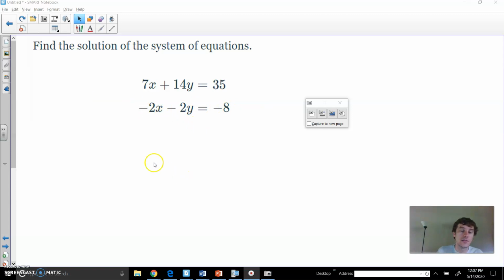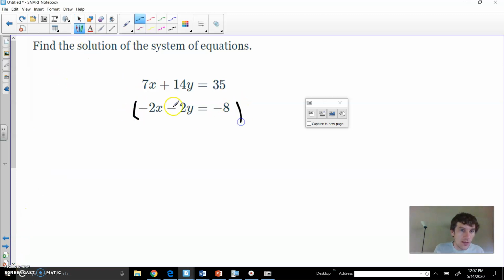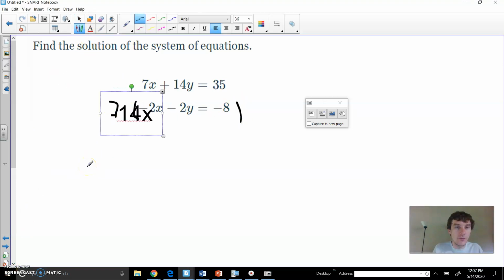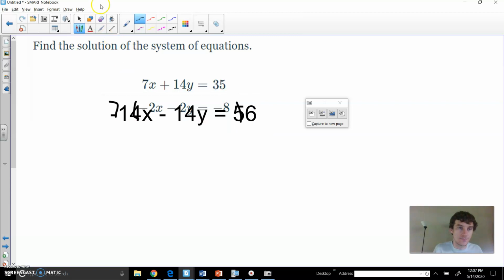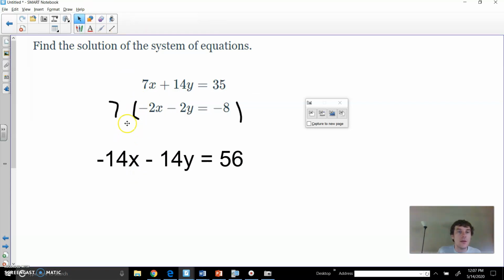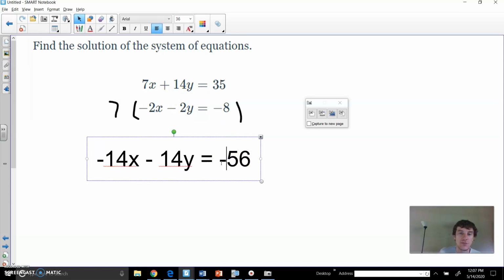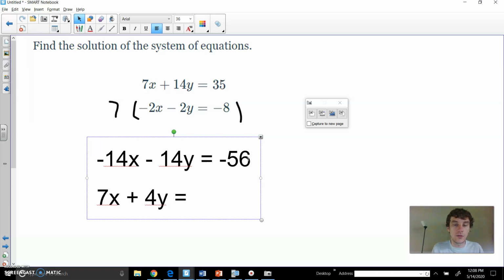So if I multiply everything by 7, let's multiply this one all by 7, and that's going to give me -14x minus 14y equals 56. Okay. So the reason why I'm doing that is because 7 times -2 makes -14y. Up here I have +14y. I wanted to add these together, and I just noticed that this should have been -56 because 7 times -8 is -56. So I'm going to rewrite the other one, 7x plus 14y equals 35.